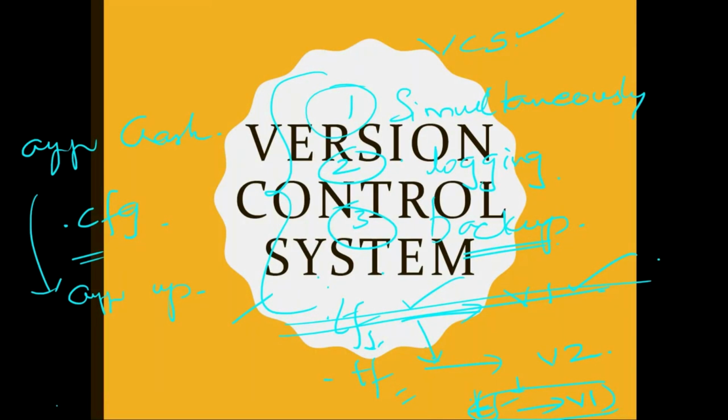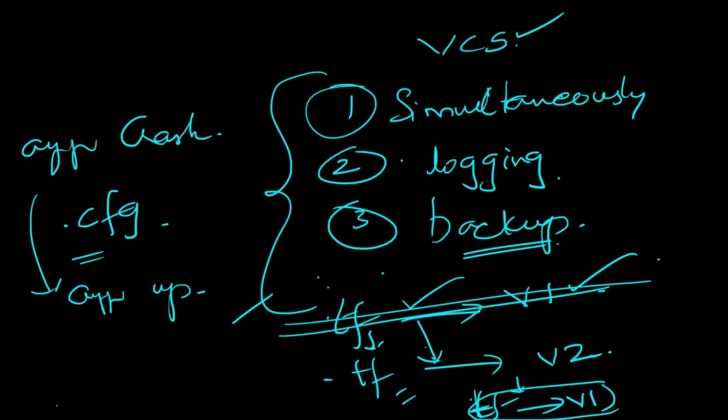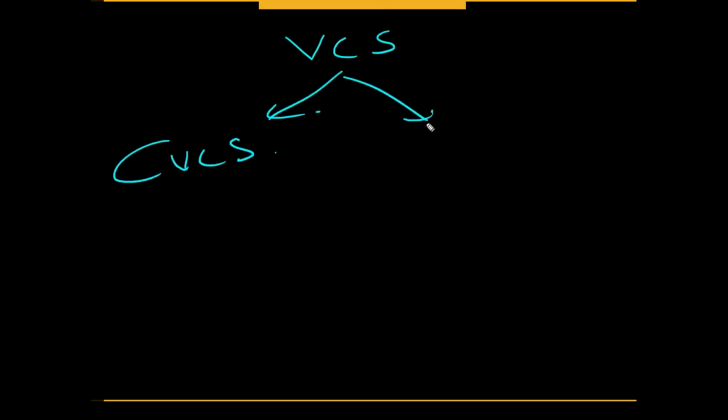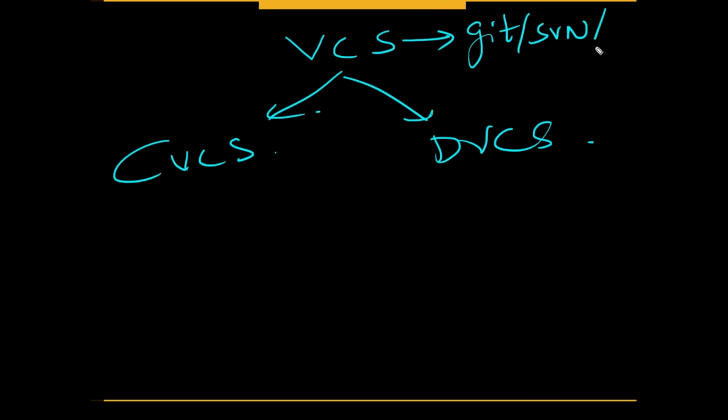So version control systems actually were categorized, depending on the architecture, as centralized version control system and distributed version control system. Based on their architecture, they were categorized. The functionality, everything is the same. First, let me give you some examples of version control systems: Git, SVN, TFS, Perforce. These are all some of the version control systems.